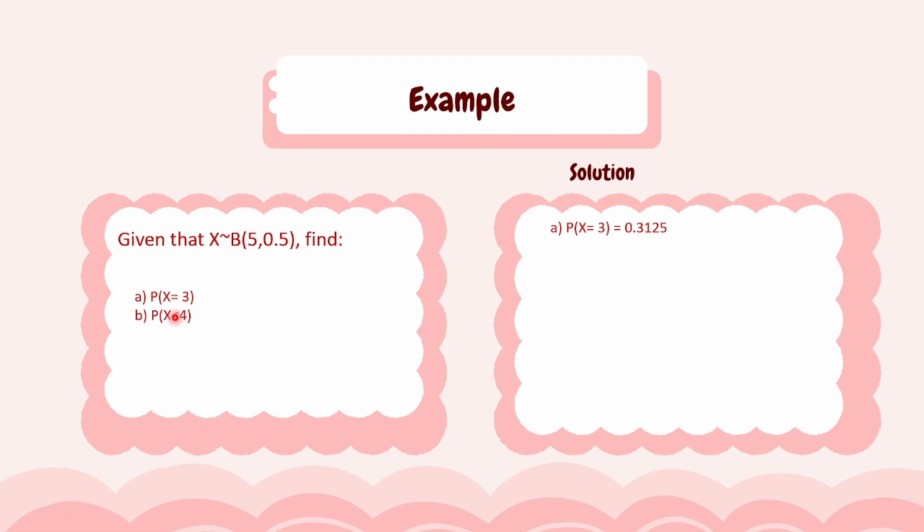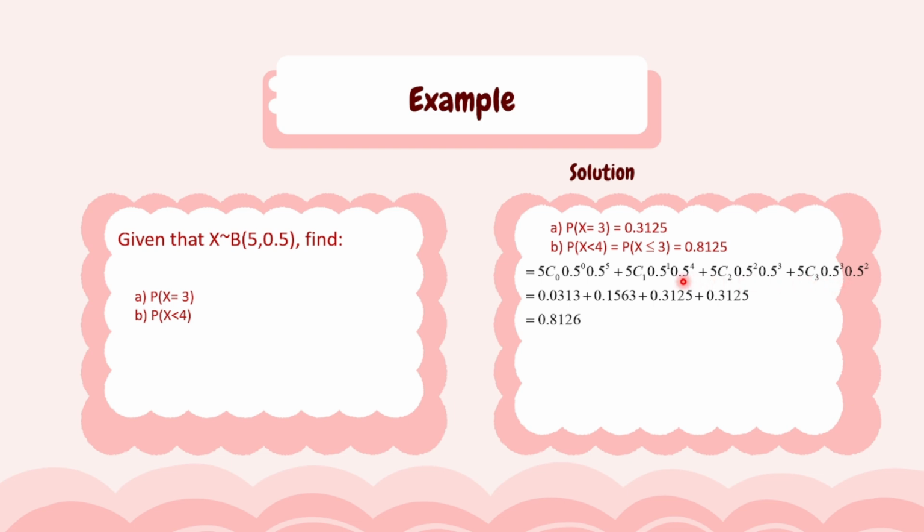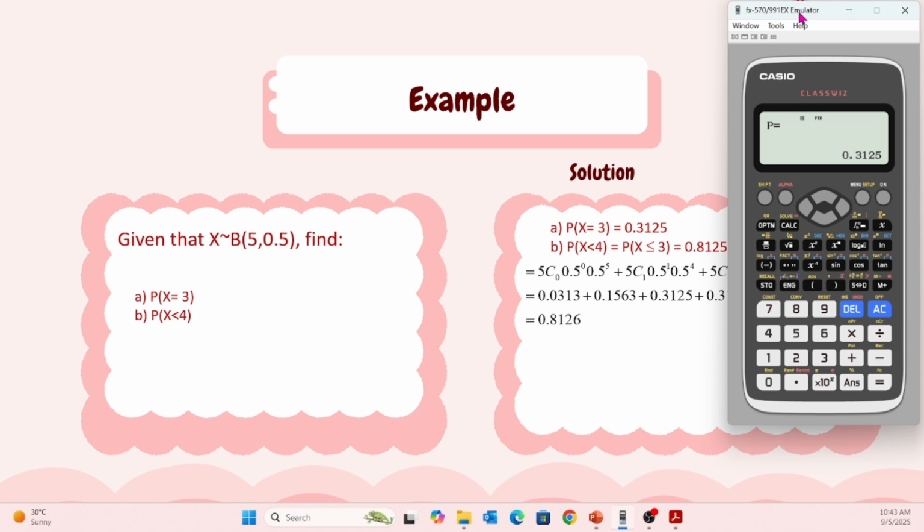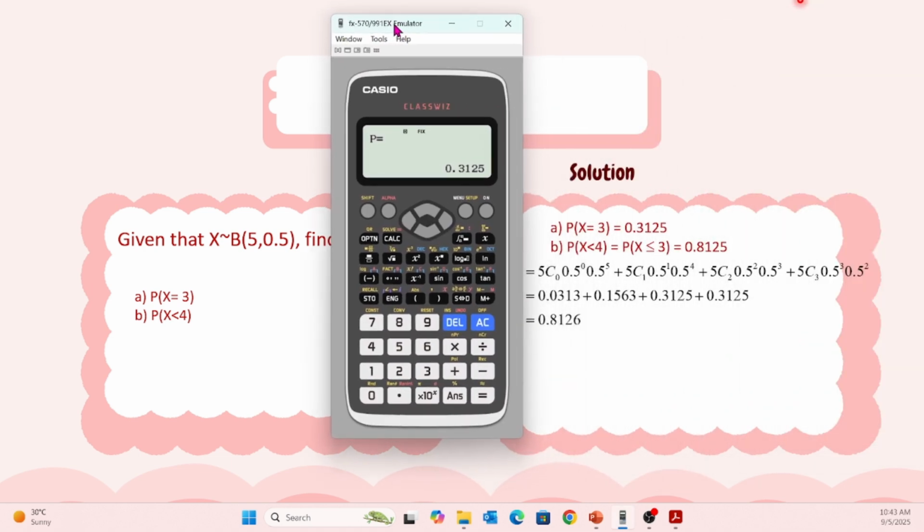Okay, and then the probability of x less than 4. Less than 4 means it starts from 0, 1, 2. Discrete, so it is not inclusive of 4. So it equals the probability of x less than or equal to 3. You may calculate manually using the binomial distribution formula, which is the probability of x equals 0, x equals 1, x equals 2, x equals 3. Or we can easily use binomial CD.